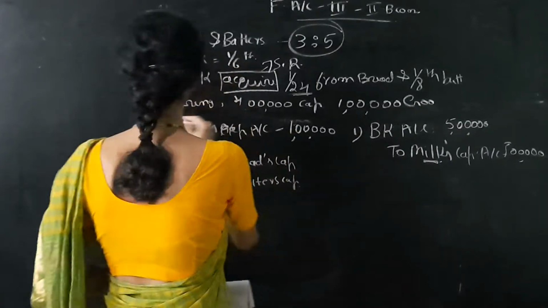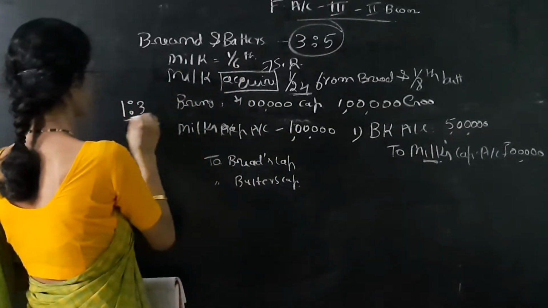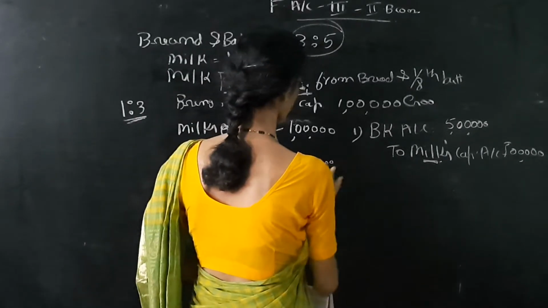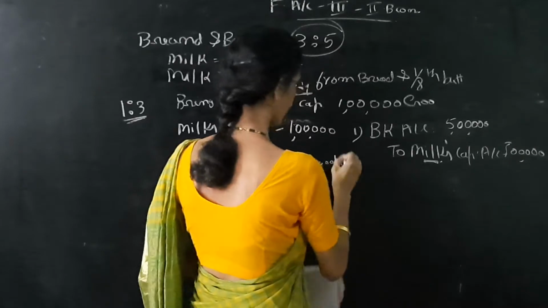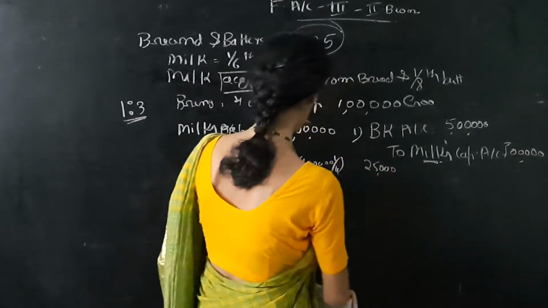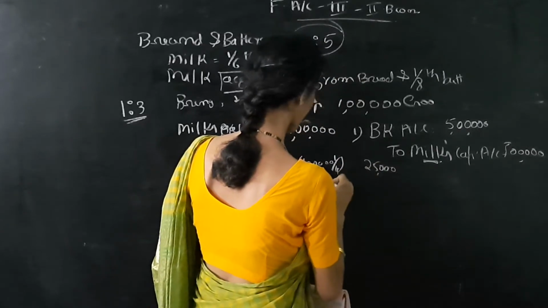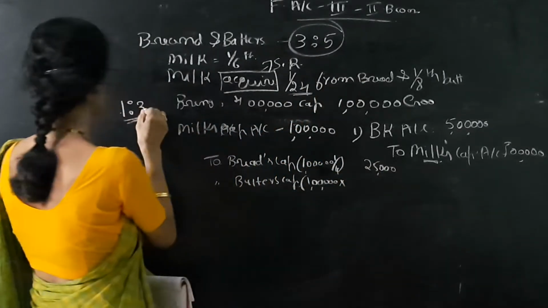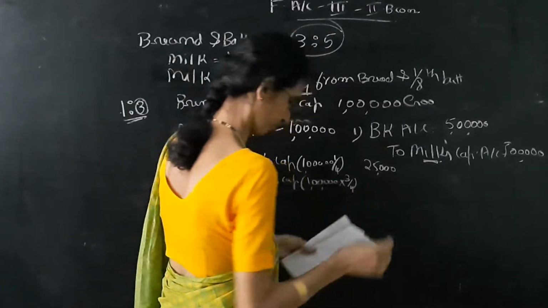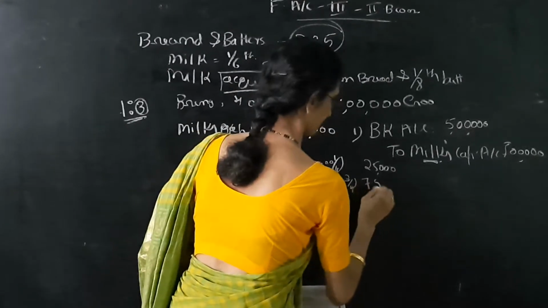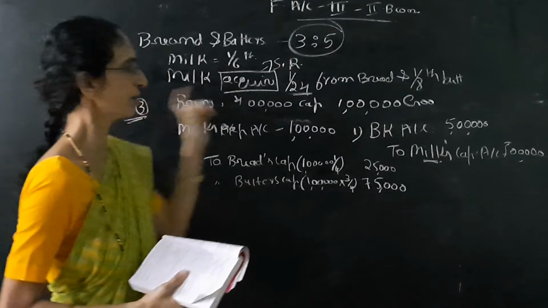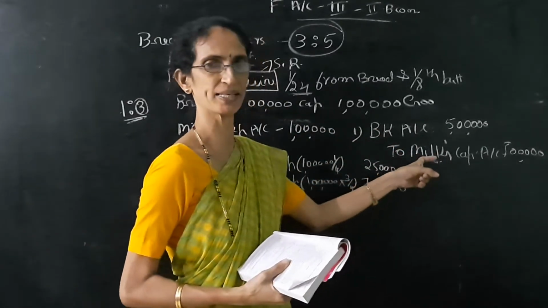So we already calculated the sacrifice ratio is 1:3. So here, 1 lakh into 1 by 4, it is 25,000. Here it is 1 lakh into 1 plus 3, 4, and this ratio is 3. So 3 by 4, it is 75,000. So these are the only two entries for crediting the goodwill and capital here.